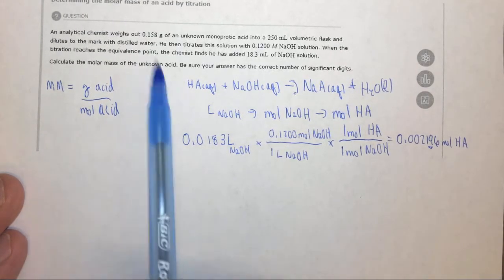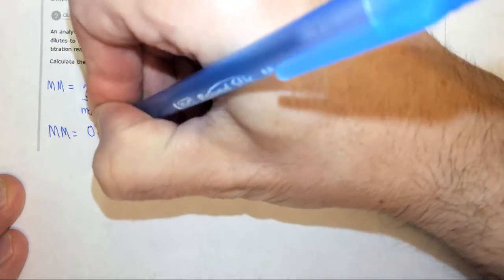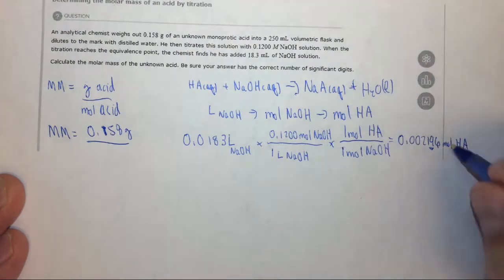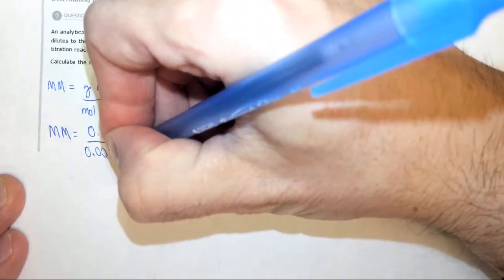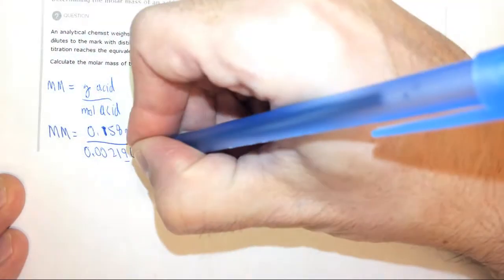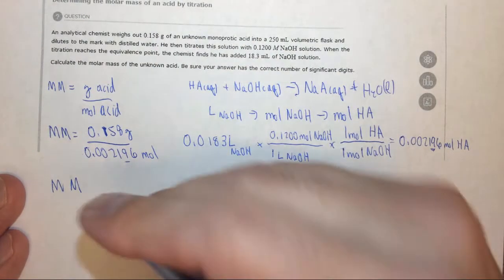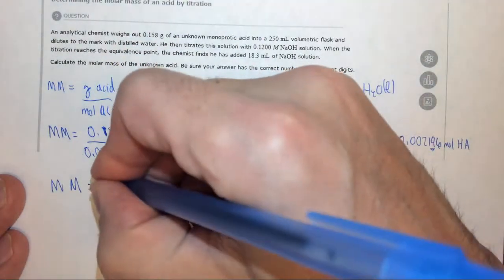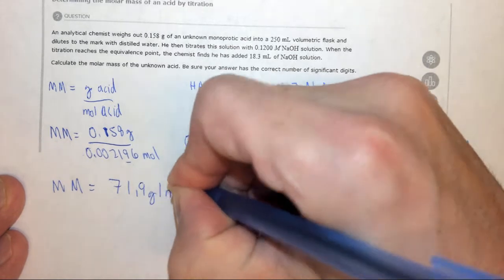Now we know the mass of the acid, so we can plug into this formula. Molar mass equals the 0.158 grams divided by the 0.002196 moles. The molar mass to 3 significant figures, since both the grams and the moles are 3 significant figures, in this case is 71.9 grams per mole.